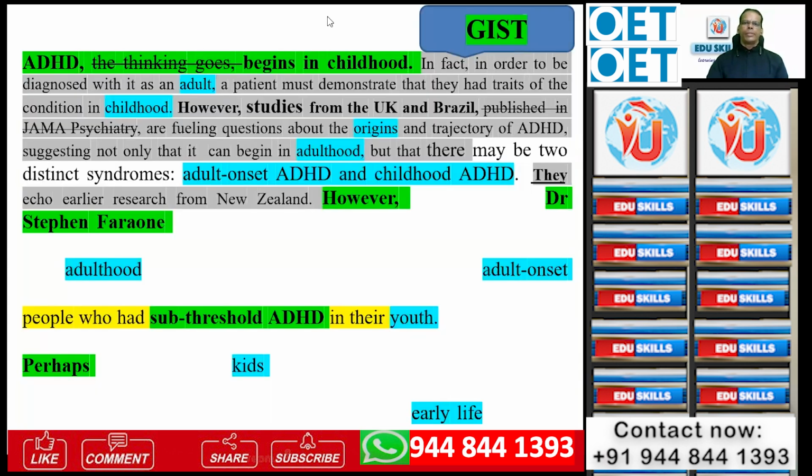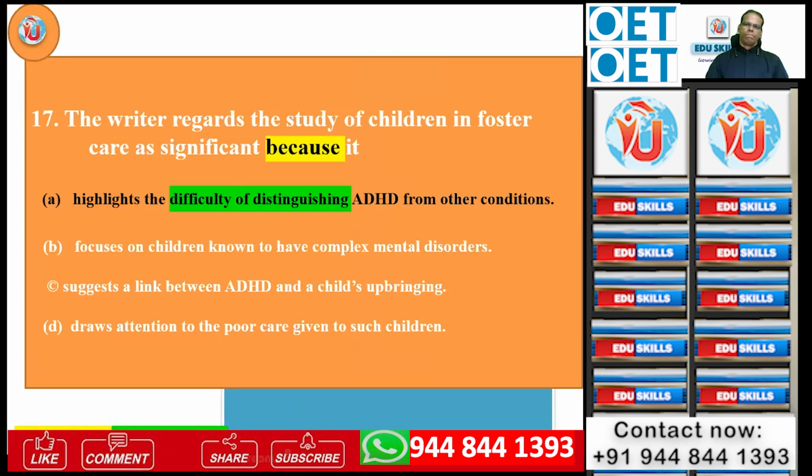See, again, next. The writer regards the study of children in foster care as significant because it highlights the difficulty of distinguishing ADHD from other conditions, focuses on children known to have complex mental disorders, suggests a link between ADHD and child's upbringing, draws attention to the poor care given to such children. Definitely from this keyword, because they are looking for a reason, you have to give a reason. The writer regards the study of children in foster care as significant because it highlights the difficulty of distinguishing ADHD from other conditions. So why is it given?